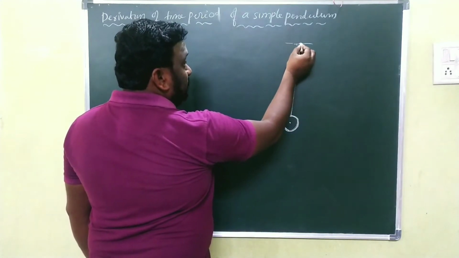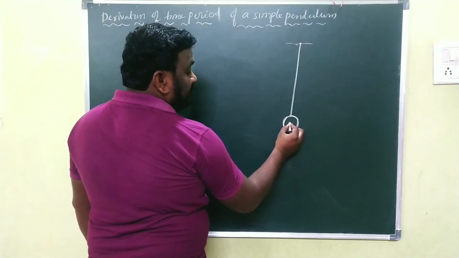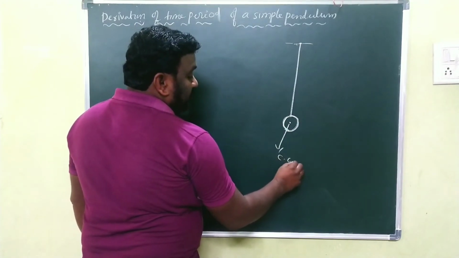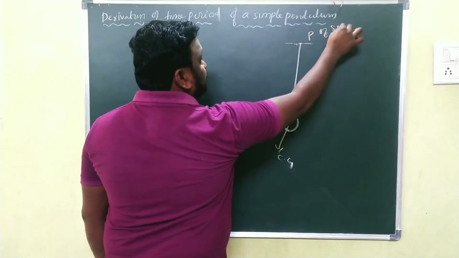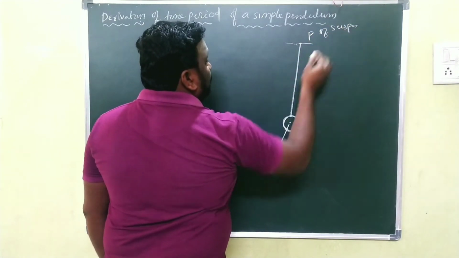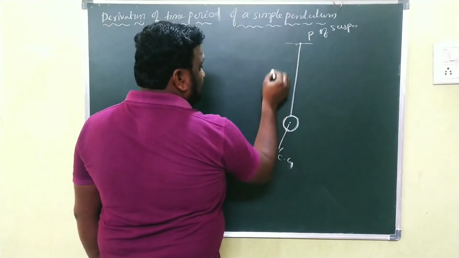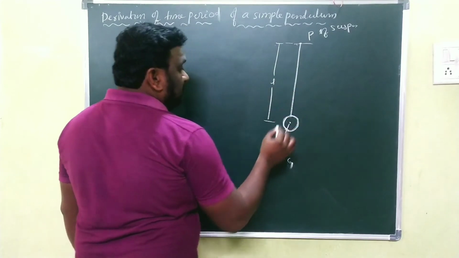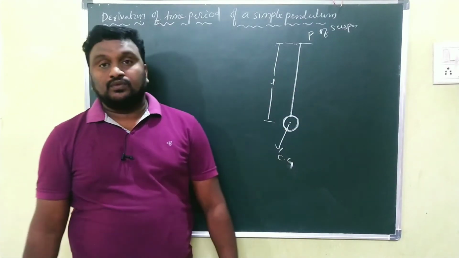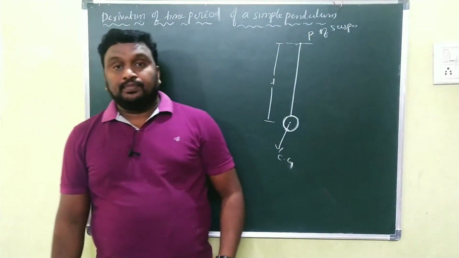The distance from the point of suspension to the center of gravity of the bob, the distance between these two, is what we call the length of the pendulum. Clear? That is simply about a simple pendulum.